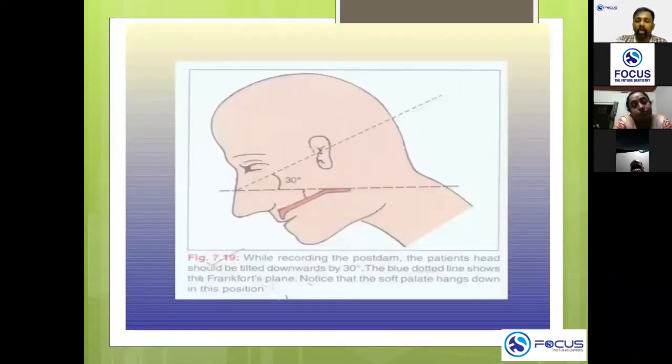Then we will line it while recording the PPS. While recording the PPS, we will ask the patient to tilt the head downward by 30 degrees. Yes, it has been asked frequently in your exam. The head has to be tilted so that the Frankfurt horizontal plane is 30 degrees below the horizontal. Clear?